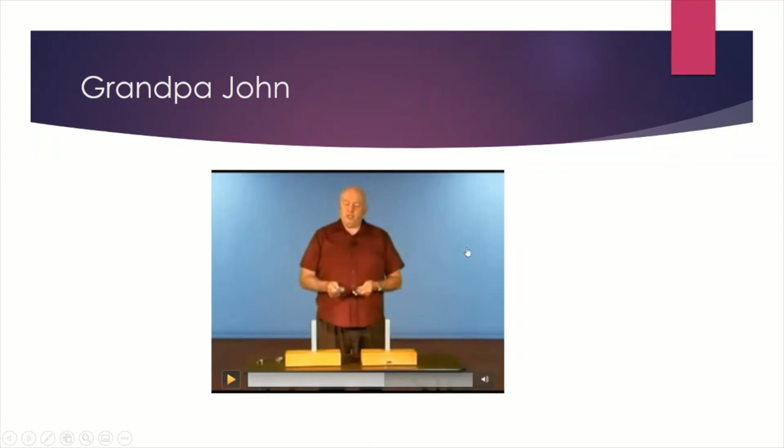So here you see that when Grandpa John hits one tuning fork, sound is heard, right? Because this tuning fork vibrates, sound is produced. Then when he grabbed this tuning fork and removed it, we still continue to hear the same sound. So where does the sound come from? It must have come from this other tuning fork. Okay, but we never hit this tuning fork. How come it vibrates and produces sound?